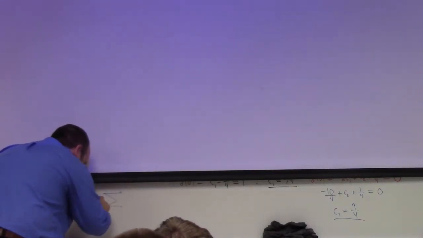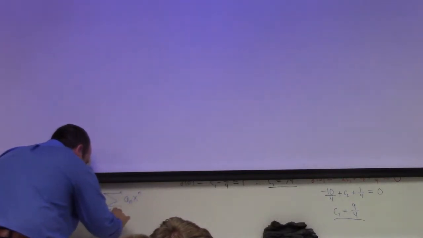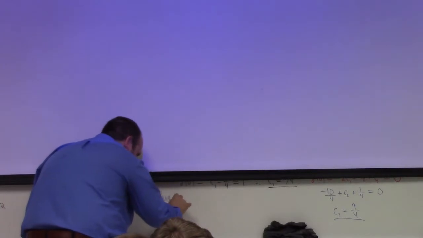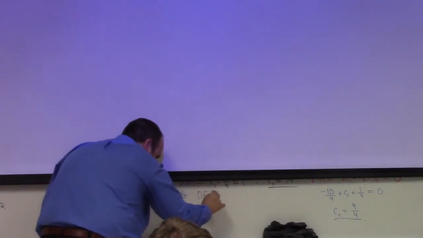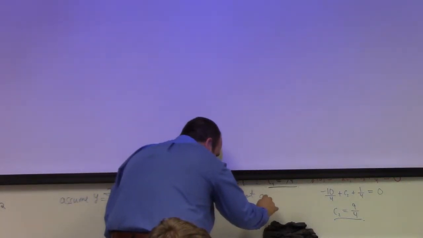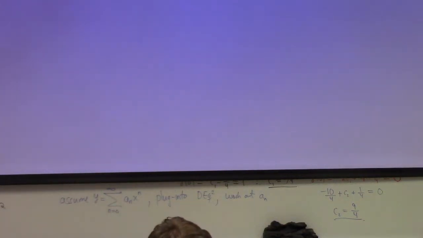Assume that y is equal to the sum of a_n x^n, n equals 0 to infinity. Plug into the differential equation, work out a_n. There you go. That's how you solve differential equations with series. No, I'm just kidding. It's not on the test, of course.